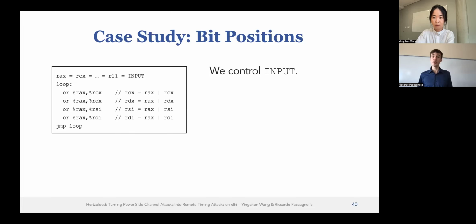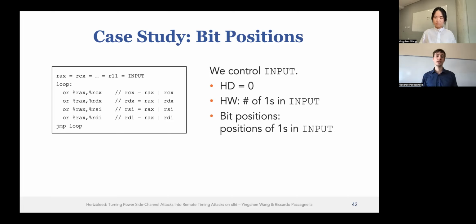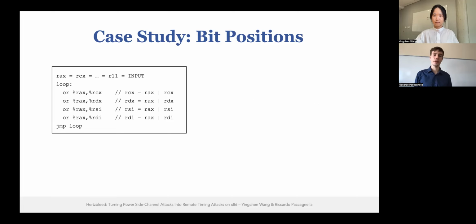And notice that by construction, in this workload, the Hamming distance is always 0, and the Hamming weight and the bit positions purely depend on the input that we chose. So this workload allows us to fine-tune and to detect the differences that result from different Hamming weights or bit positions. In this particular example that I will describe to you, we're going to look at the effect of different number of ones in this input. So here is an experiment that we run.